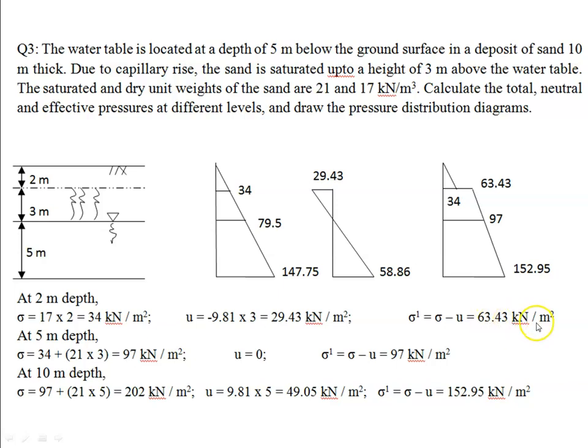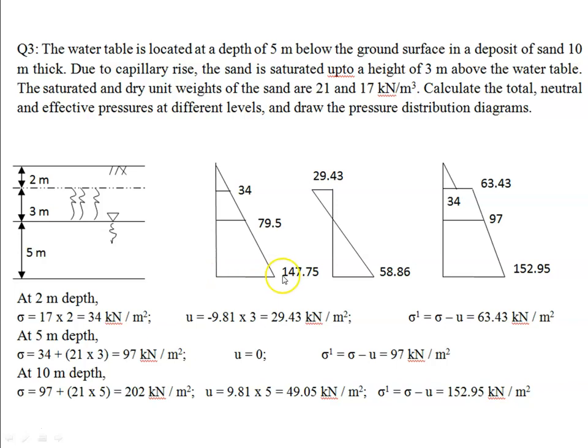Then at 5 meter depth, we can calculate the total weight of soil. Then pore water pressure will become 0. Then effective stress we can calculate by taking the difference. Then at 10 meters also we can find the total stress, pore water pressure and effective stress. After calculating the values, we have to plot the pressure distribution diagrams.